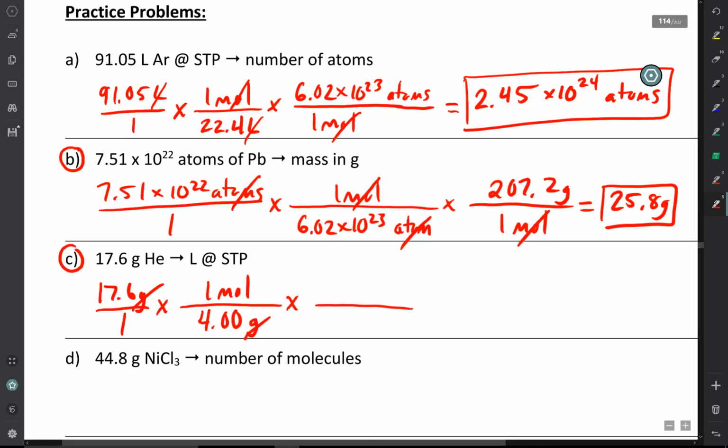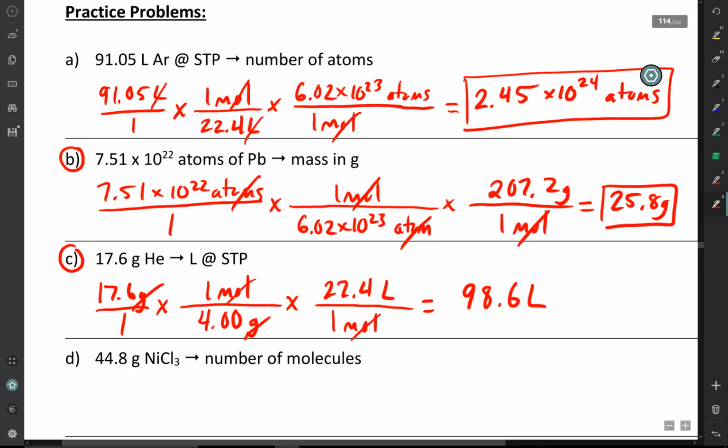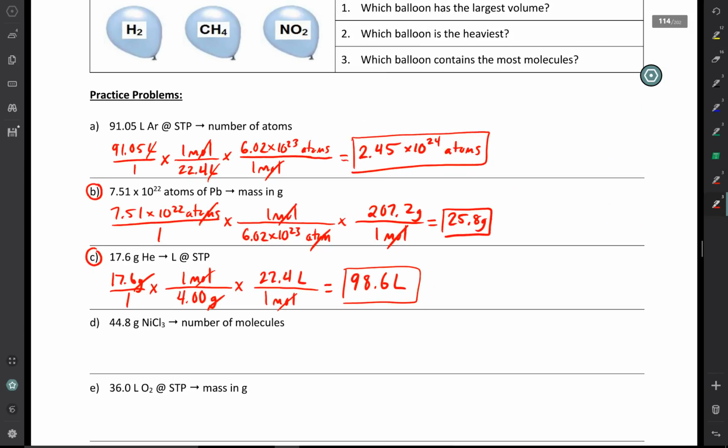I'm trying to get to liters. So 1 mole of any gas at standard temperature and pressure is equal to 22.4 liters. That'll cancel out mole and leave me with liters. So I'll take 17.6 times 22.4 and then divide that answer by 4, and I should come up with 98.6 liters.